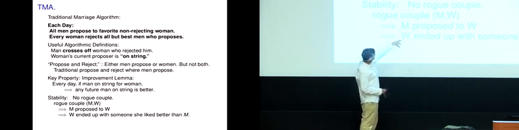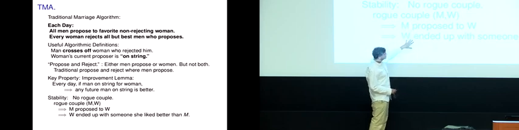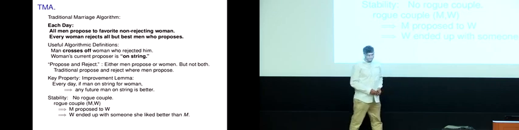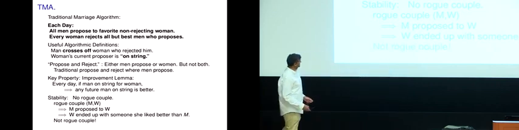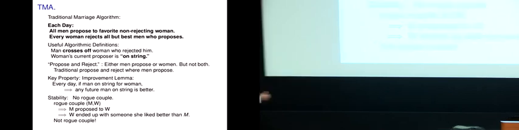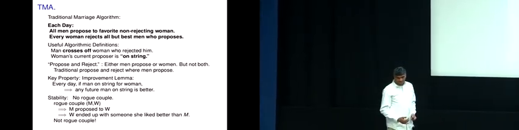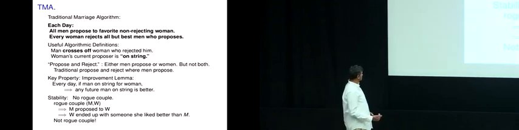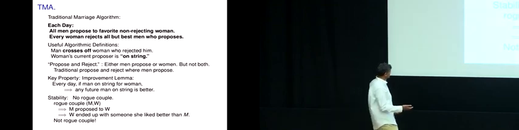If she rejected him, that means she saw him at some point. But whoever she ended up with, by the improvement lemma, is better than him. So that's the proof: not a rogue couple. Here we're assuming for the sake of contradiction there is a rogue couple, and then we show there's not a rogue couple. That's ridiculous, right?